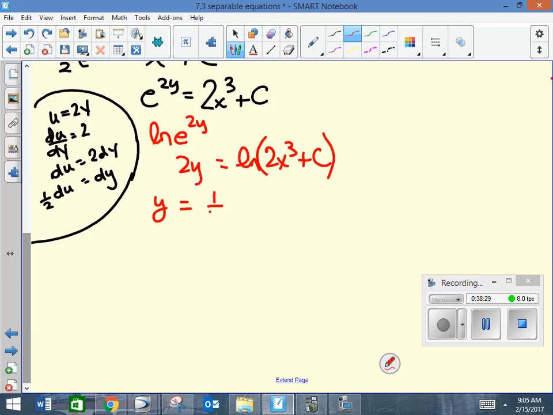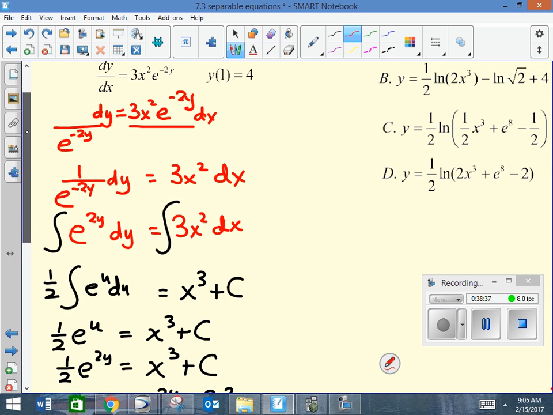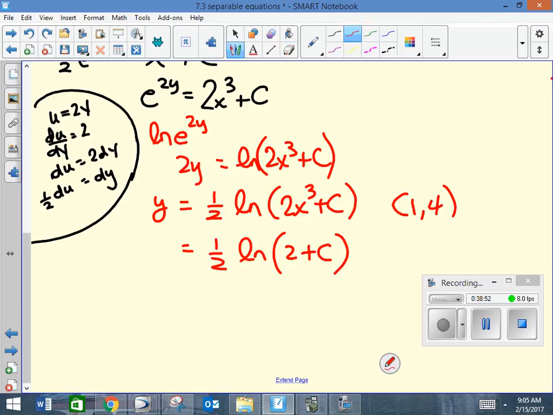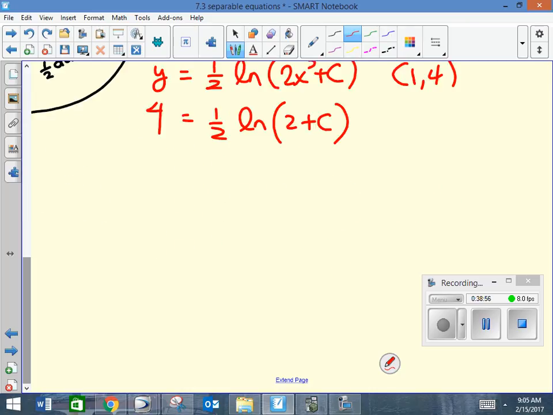I don't know how you want to express that, but probably this is best to put the 1/2 there instead of over 2. You'll want to do that eventually. Now, what's my specific solution? 1/4. Okay. So here we go. 1 goes in for x. So this is 8. No, it's 2. 2 plus c. And 4 goes here. Okay, right? So far, so good? So multiply by the 2.